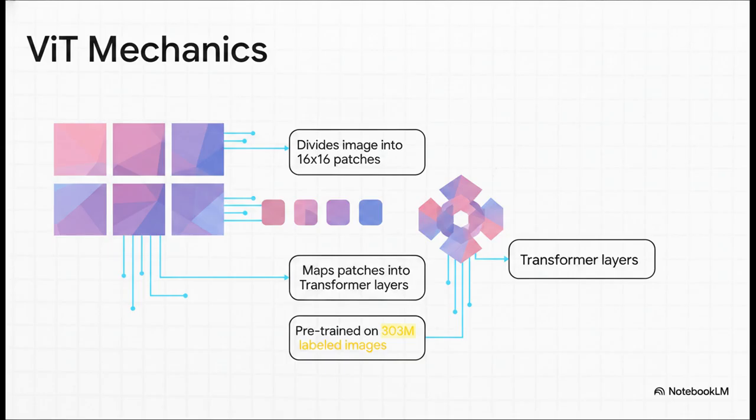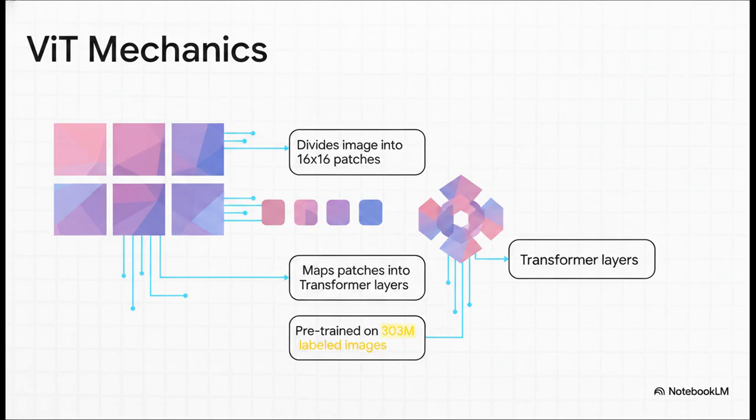First, it literally chops a regular image up into a grid of 16 by 16 pixel patches. Next, it maps these patches into 1D embeddings using a learned linear transformation. To put that in simpler terms, it treats those 16 by 16 image patches exactly like words in a sentence. It then feeds these visual words straight into the transformer layers we were just looking at.